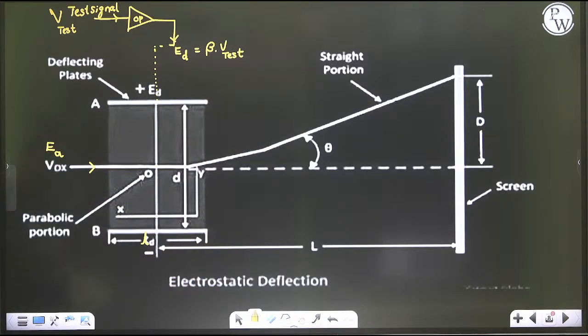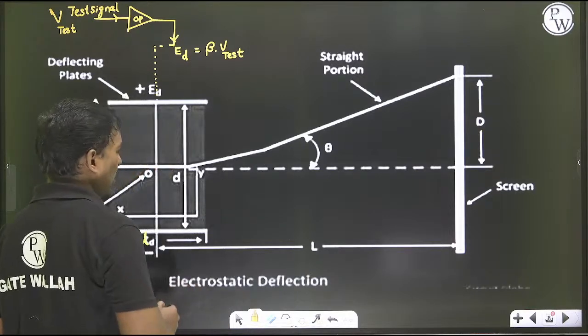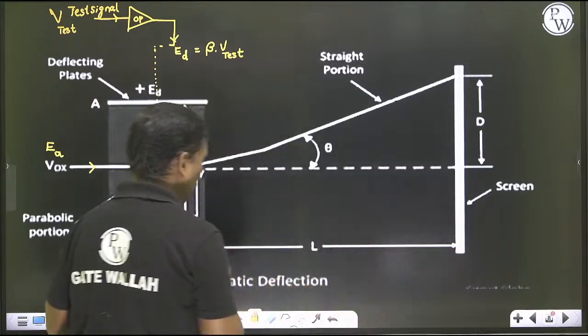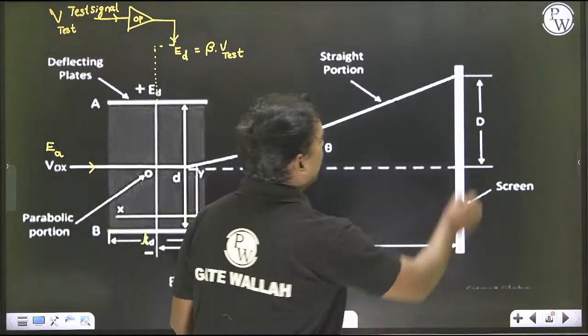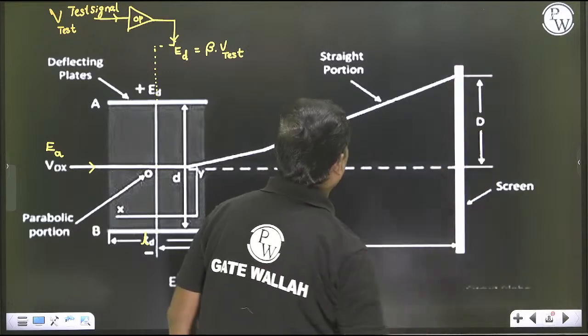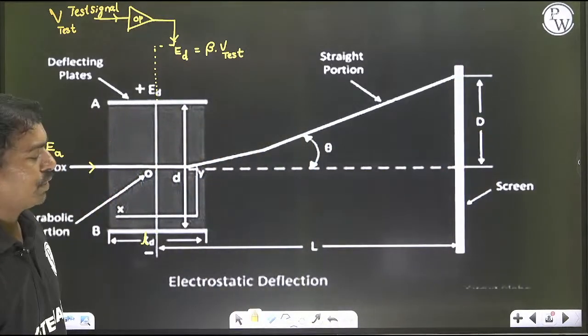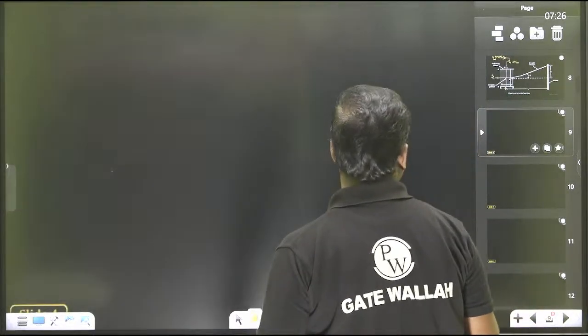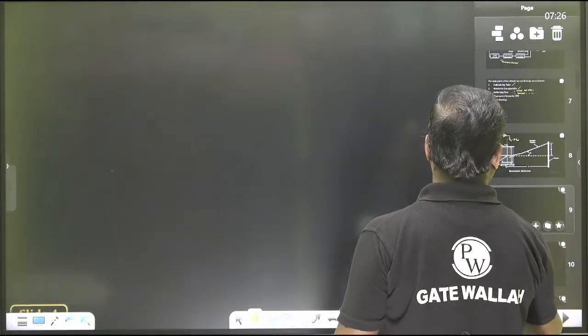Next, the distance from the center of the deflection plates to the main screen is capital L, and the total from the center of the screen to the top maximum is capital D. So what is the deflection formula? Once again I want to give you the parameters list.